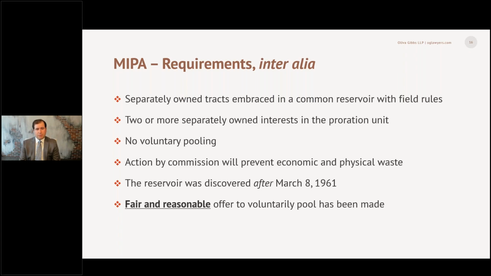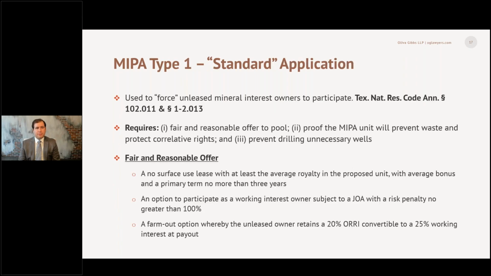And then most importantly, and this is the toughest requirement, is you're going to need a fair and reasonable offer to voluntarily pool. So again, you're going to have to make that fair and reasonable offer to those separately owned parties, those other interests, to voluntarily pool them. And again, as we discussed, if you're making a fair and reasonable offer to voluntarily pool them, generally they're going to accept it. If they do accept it, then you won't be able to use MIPA because, again, one of the requirements is no voluntary pooling.